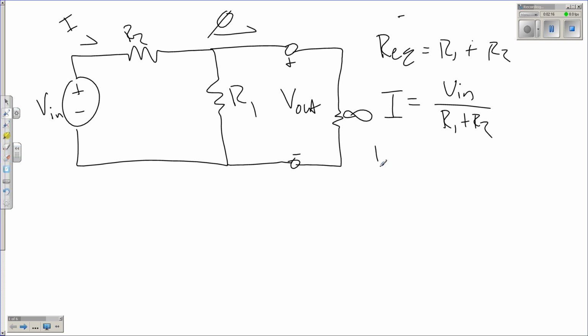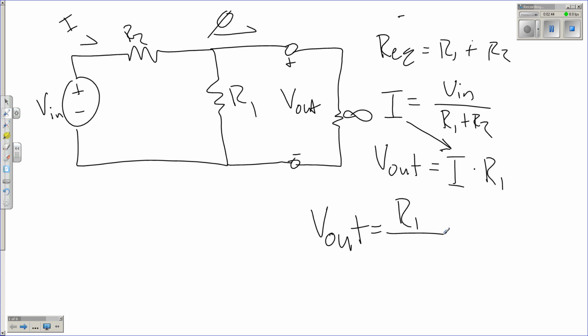And V out is just that current, since we know none of it's going to flow into the infinite resistor branch there. My V out is just going to be I times R1. Now all I got to do, sub that in, I get this nice equation. V out equals R1 divided by R1 plus R2, times V in.